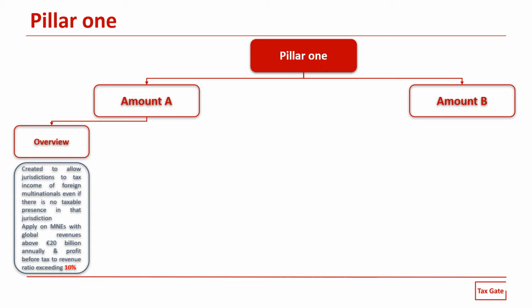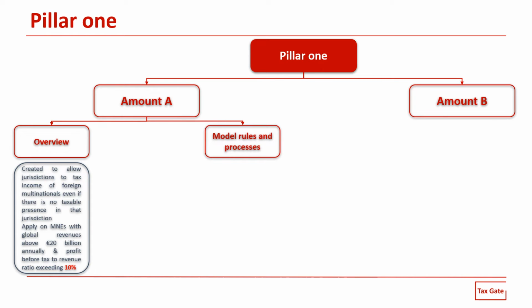To put it in a different way, Amount A is the amount of taxing rights to be reallocated after being calculated from global residual profits of the multinational enterprises. And here global residual profit would be defined as all the profits above the 10% profitability threshold. So following this quick introduction, let's now move to Amount A rules and process, which would mainly include the following items.